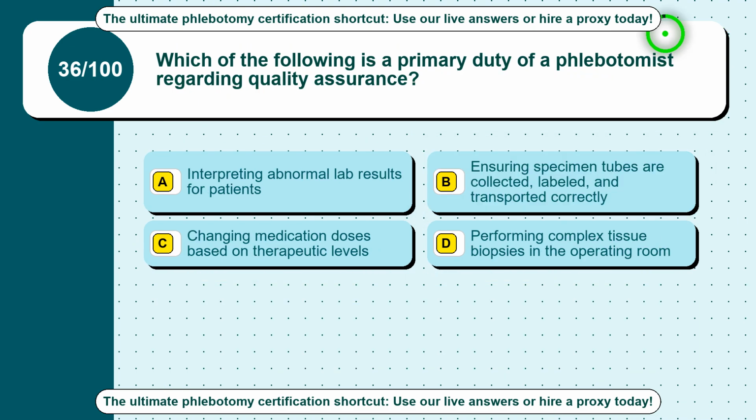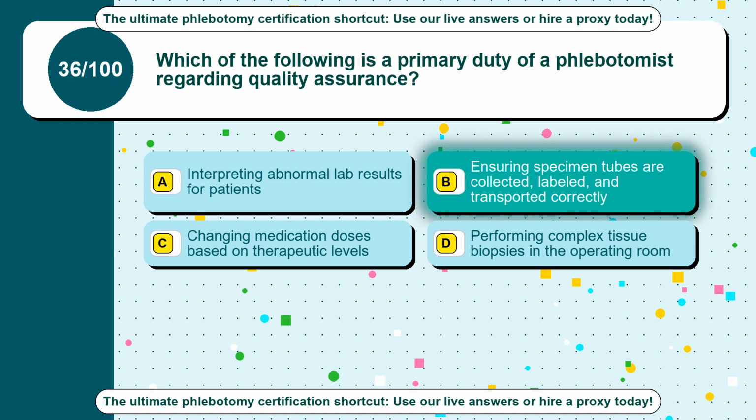Question 36. Which of the following is a primary duty of a phlebotomist regarding quality assurance? Option A, interpreting abnormal lab results for patients. Option B, ensuring specimen tubes are collected, labeled, and transported correctly. Option C, changing medication doses based on therapeutic levels. Option D, performing complex tissue biopsies in the operating room. The correct answer is option B, ensuring specimen tubes are collected, labeled, and transported correctly.